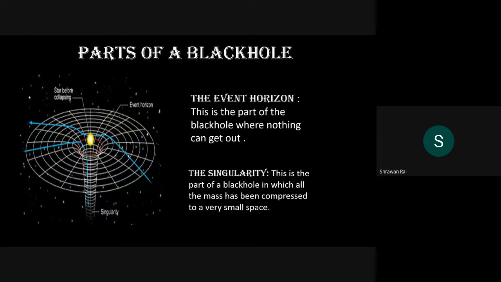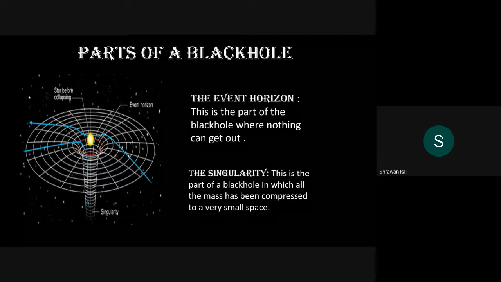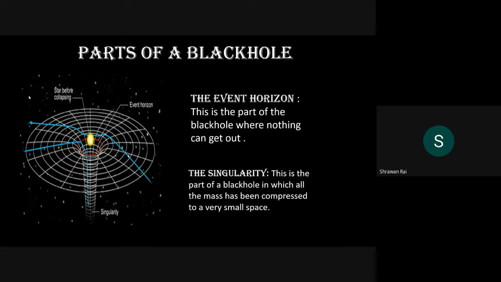Parts of a black hole. These are some of the parts of a black hole we'll be discussing today. The first is the event horizon. This is the part of the black hole where nothing can get out. It is usually defined as a big sphere that surrounds the black hole and which absorbs any material including light.